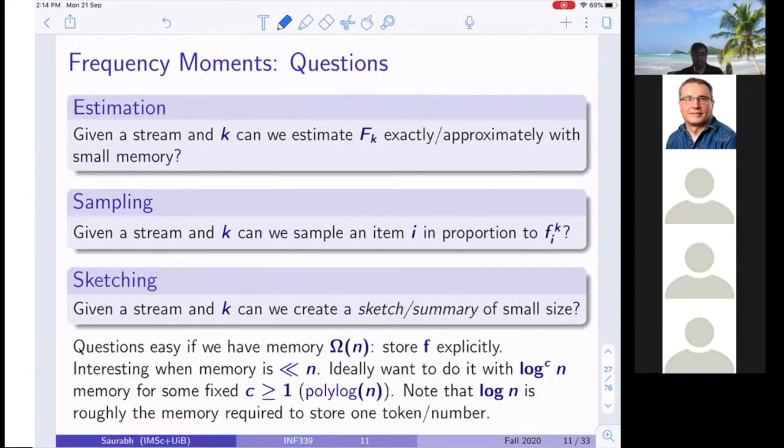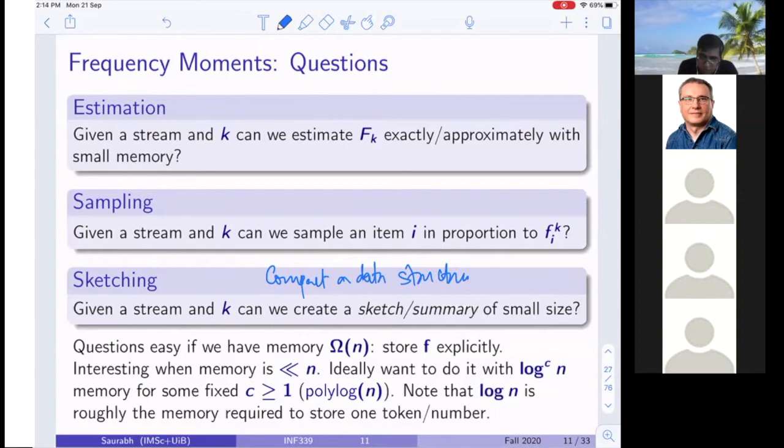So what I mean by this is, we would like to take the stream and store a compact data structure of the stream, so that we can use this sketch or summary along with the summary or sketch of another stream, so that we can get a sketch or summary of a concatenated string.